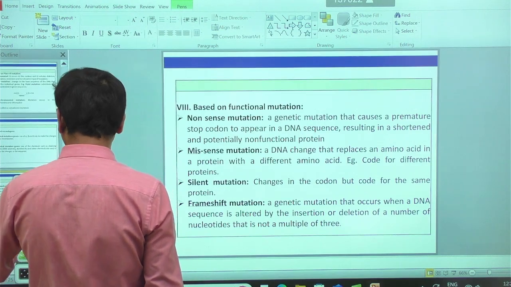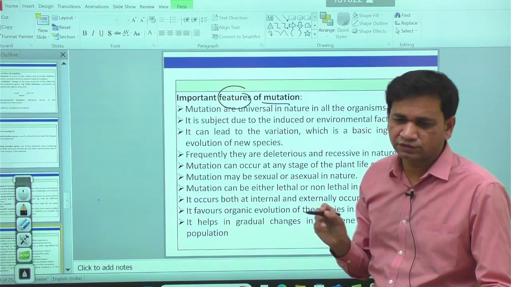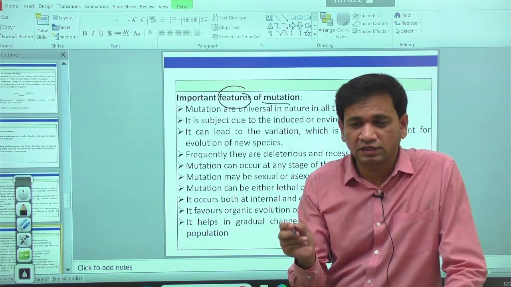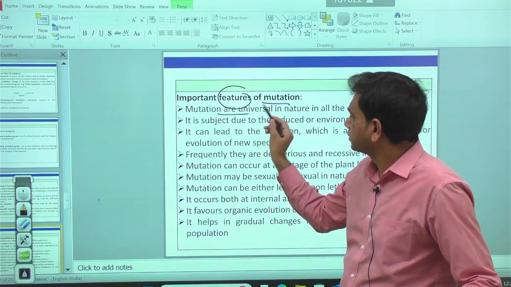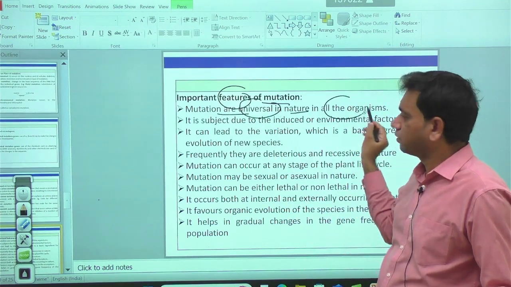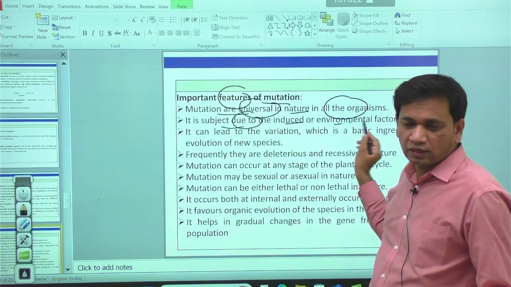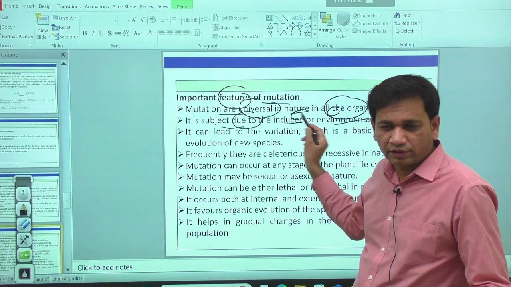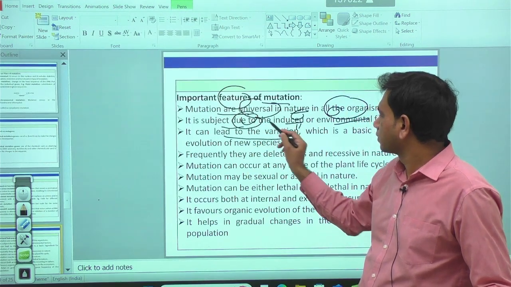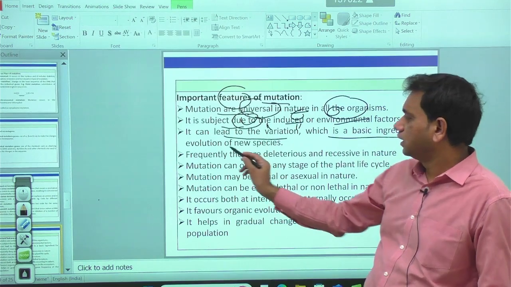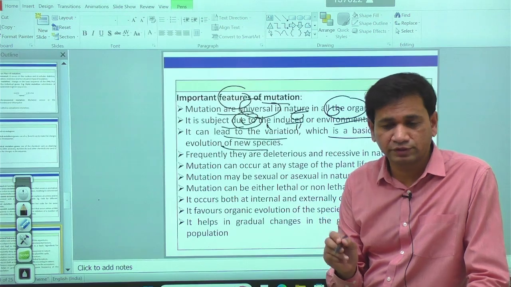Then, apart from that, we have the important features of mutation. We said that it is universal in nature. In all living organisms mutation is possible. Then it is subject to induced or environmental factors, so both factors can bring mutations in a given organism. Then it can lead to variation, which is the basic ingredient for the evolution of newer species, because it is highly required for the evolution of newer species in the ecosystem.